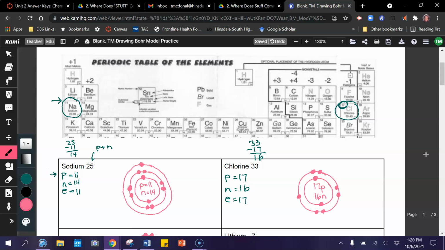So now I'm full. I can't put any more electrons in that second ring. So in order to accommodate my last 7 electrons, because right now I've got 10, I have to draw a third ring. And now my last 7 electrons will go in here. There we go. And that is the drawing for chlorine 33.